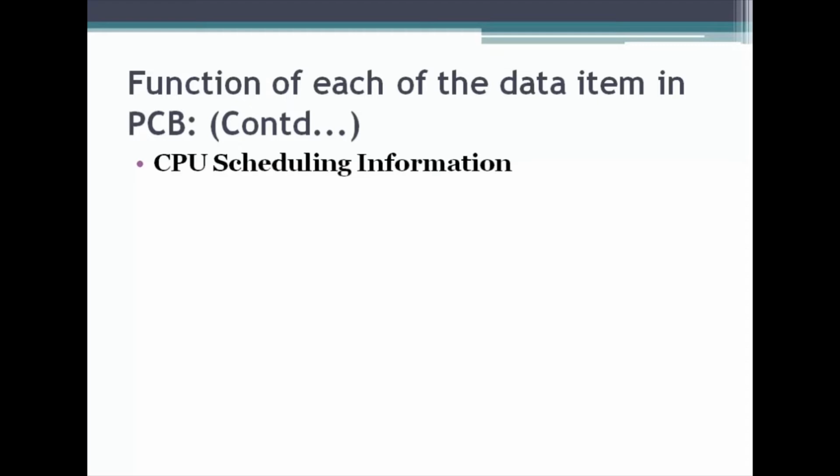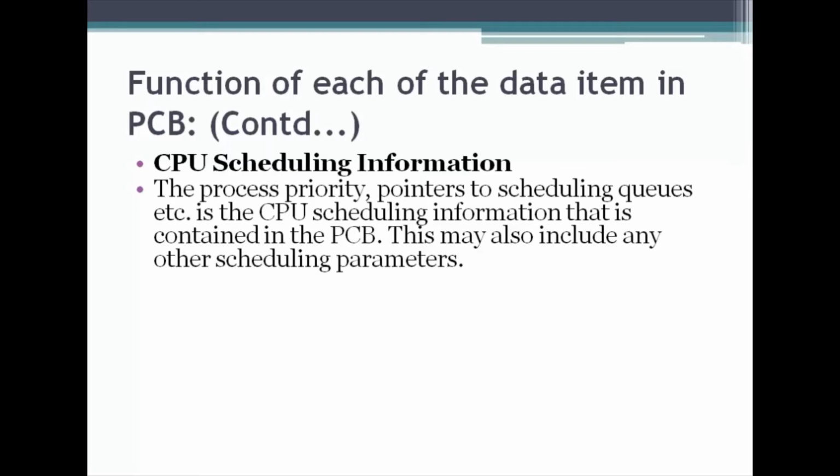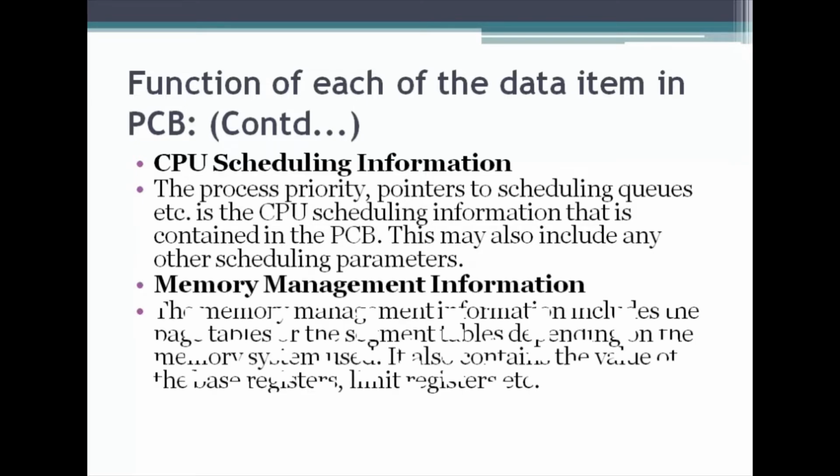Now, coming to another two: one is CPU scheduling information. What does it store? It stores the priority, pointers to scheduling queues, etc. This actually stores all the information that is required for the CPU scheduling process to take place by the processor. Now, memory management information.